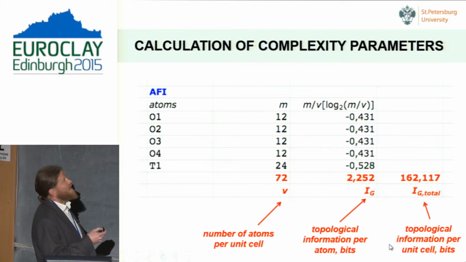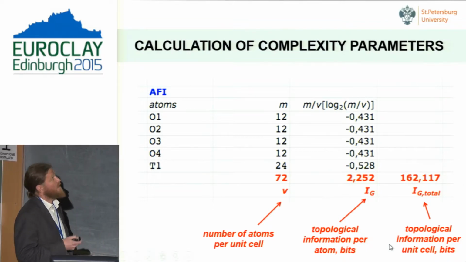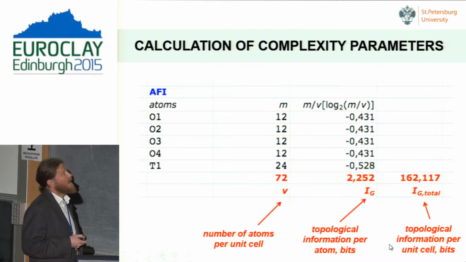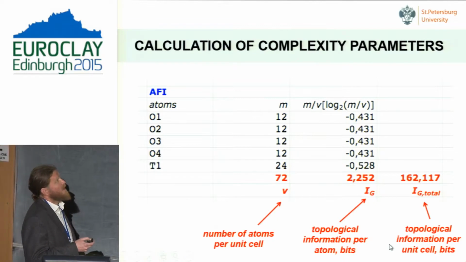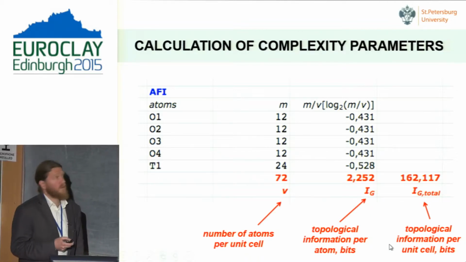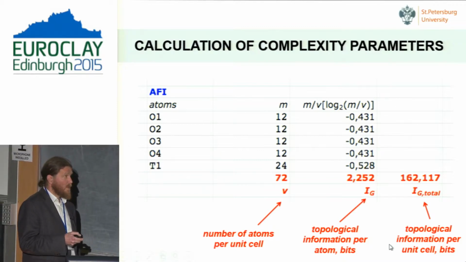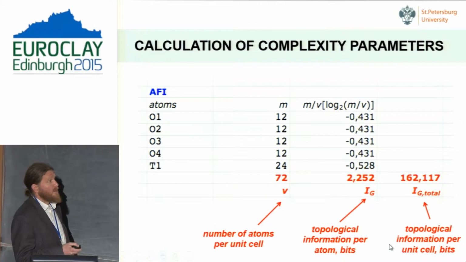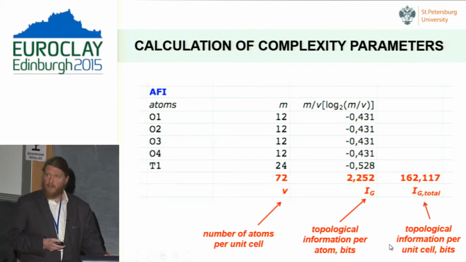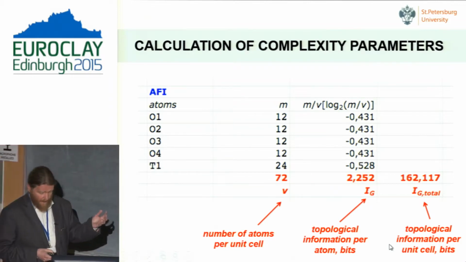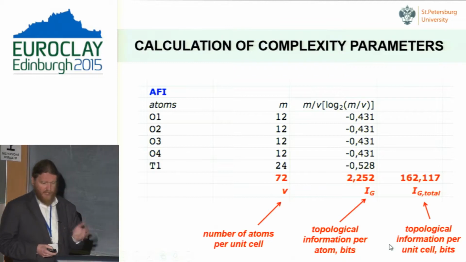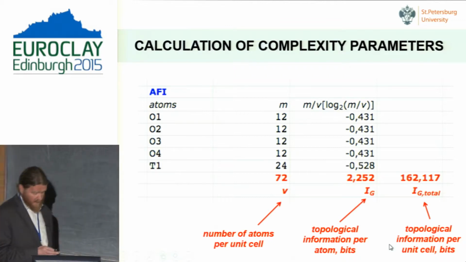For example, this is the calculation of information content per unit cell for the zeolite AFI, an idealized model of this zeolite. These are the multiplicities of particular atomic sites, and then you calculate this probability and multiply it by the binary logarithm of this probability, so you get the value. This is topological information per atom, and this is topological information per unit cell, expressed in bits. So now for any crystal structure, you can use this procedure to calculate the information amount.